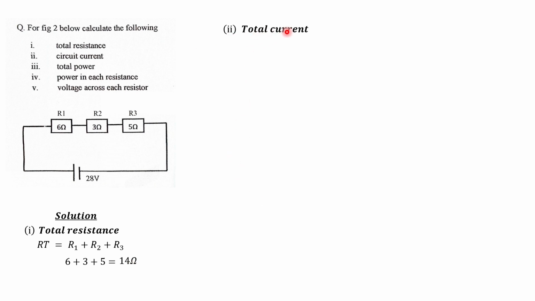So let's move on with the second one, that is II, and we are to calculate the total current. So the total current, that is IT. By Ohm's law, we know that current is proportional to the voltage and inversely proportional to resistance. So IT, which is the total current, is equal to VT over RT. That is the total voltage over the total resistance.